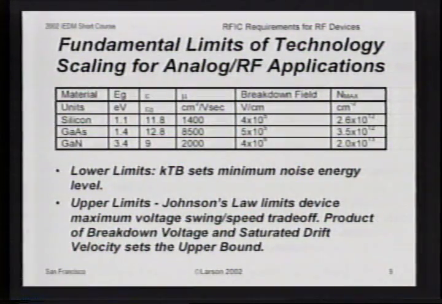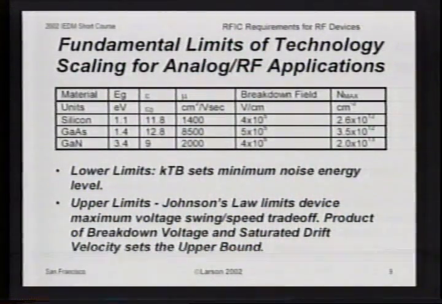Now, when we talk about dynamic range, the key things are the difference between the upper and the lower range of the allowable signals. The lower limit is set essentially by kTB, where B is the bandwidth in this case. That essentially sets the minimum noise energy level in any given system.